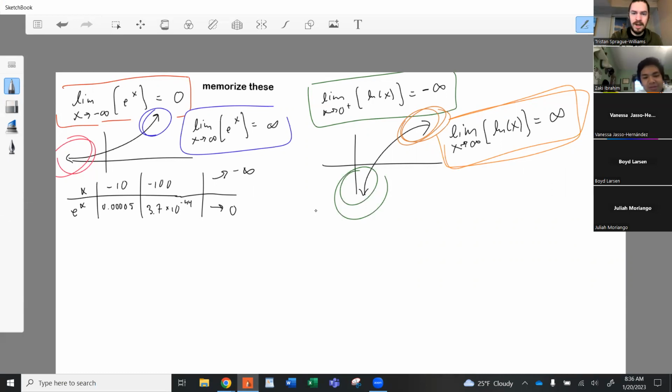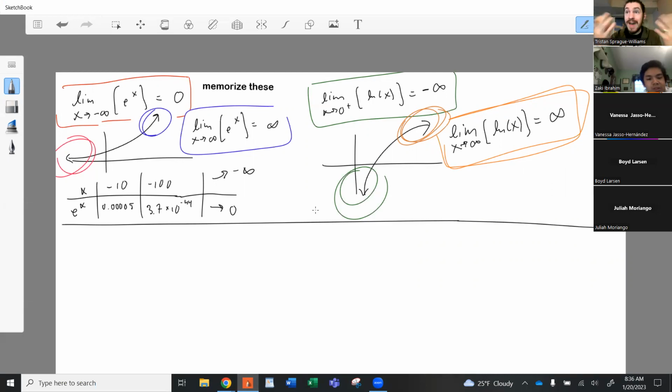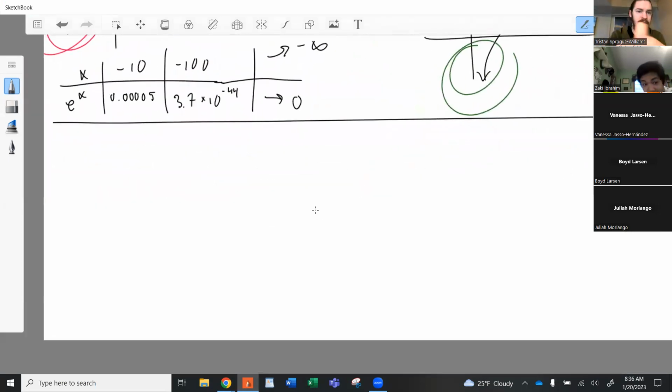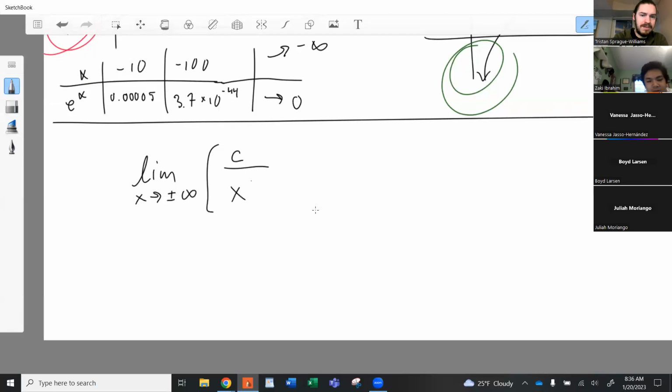So there's a couple of key things to memorize. Another fact that we can really lean on is the following one here. If you're looking at the limit as x approaches either plus or minus infinity, and you're looking at a constant divided by some power of x, and that can be any positive rational power.